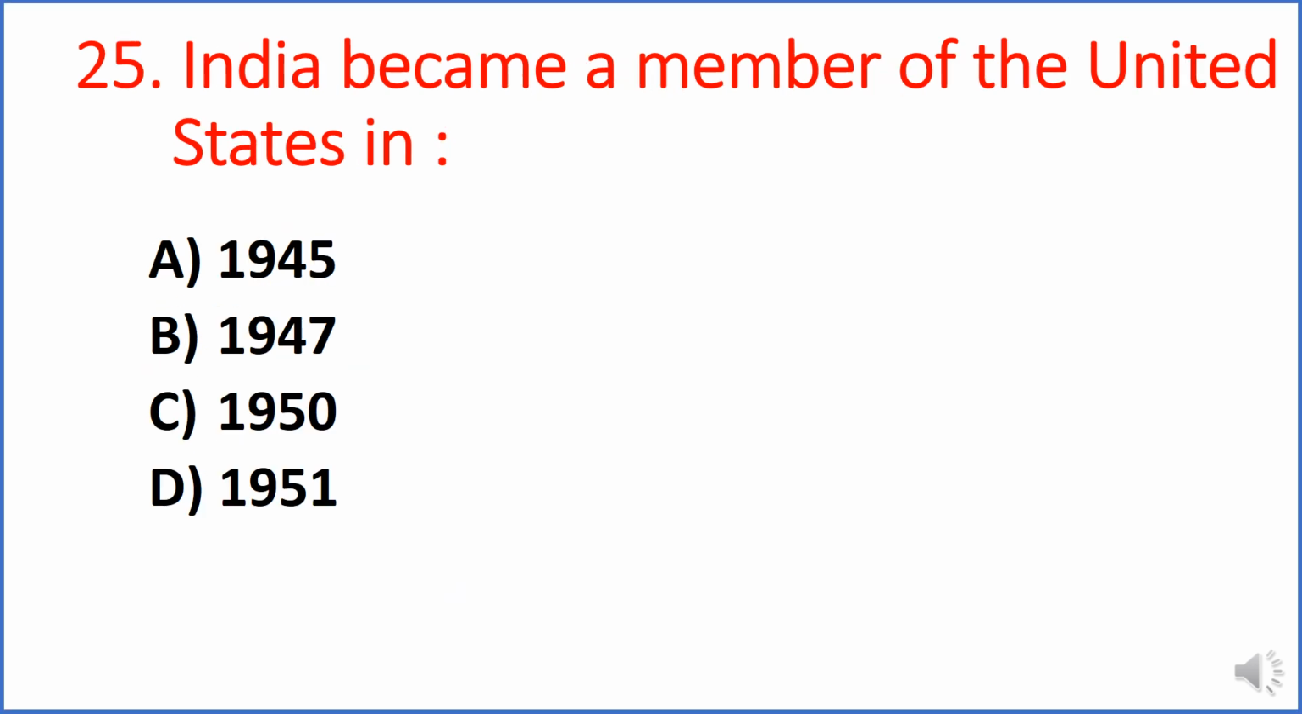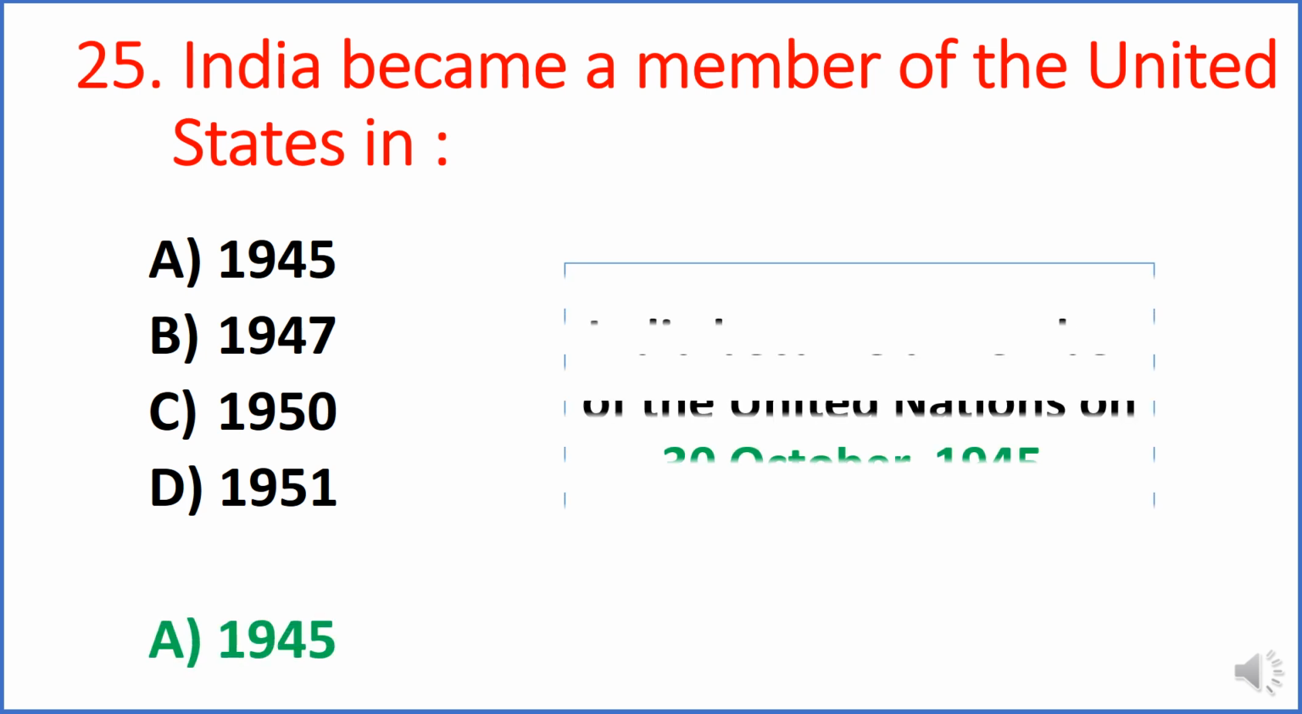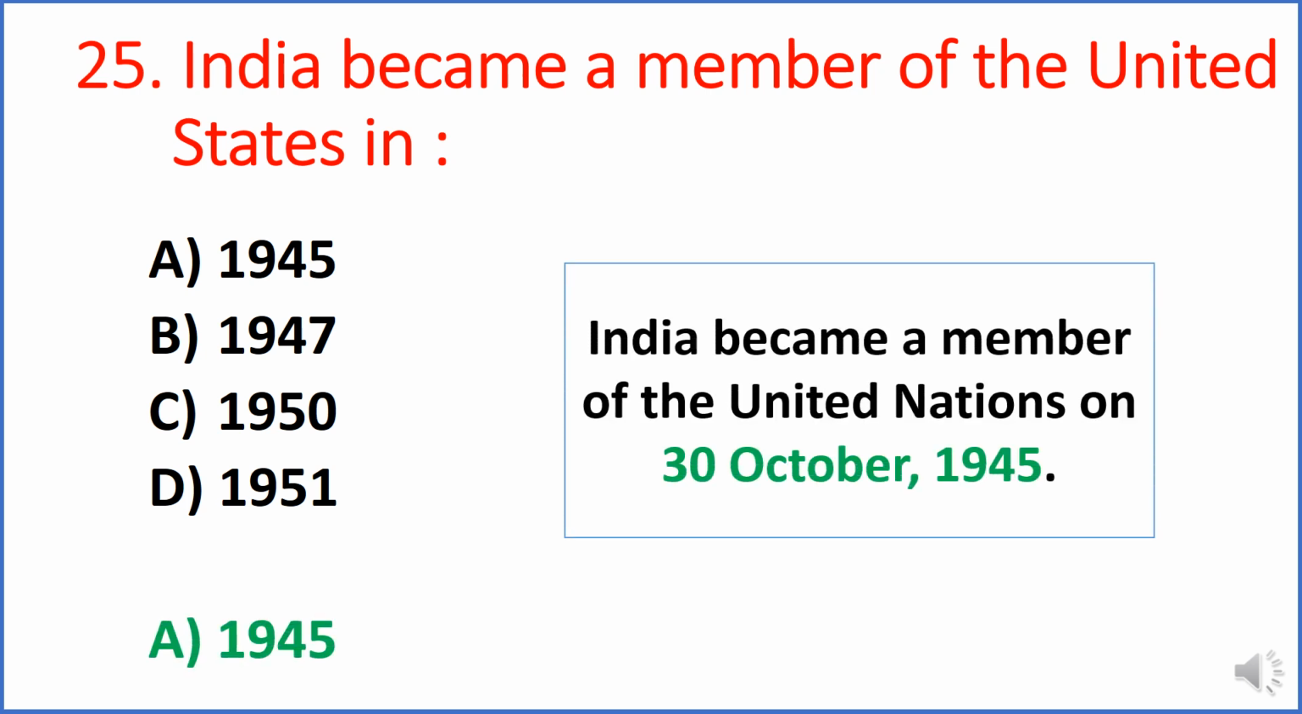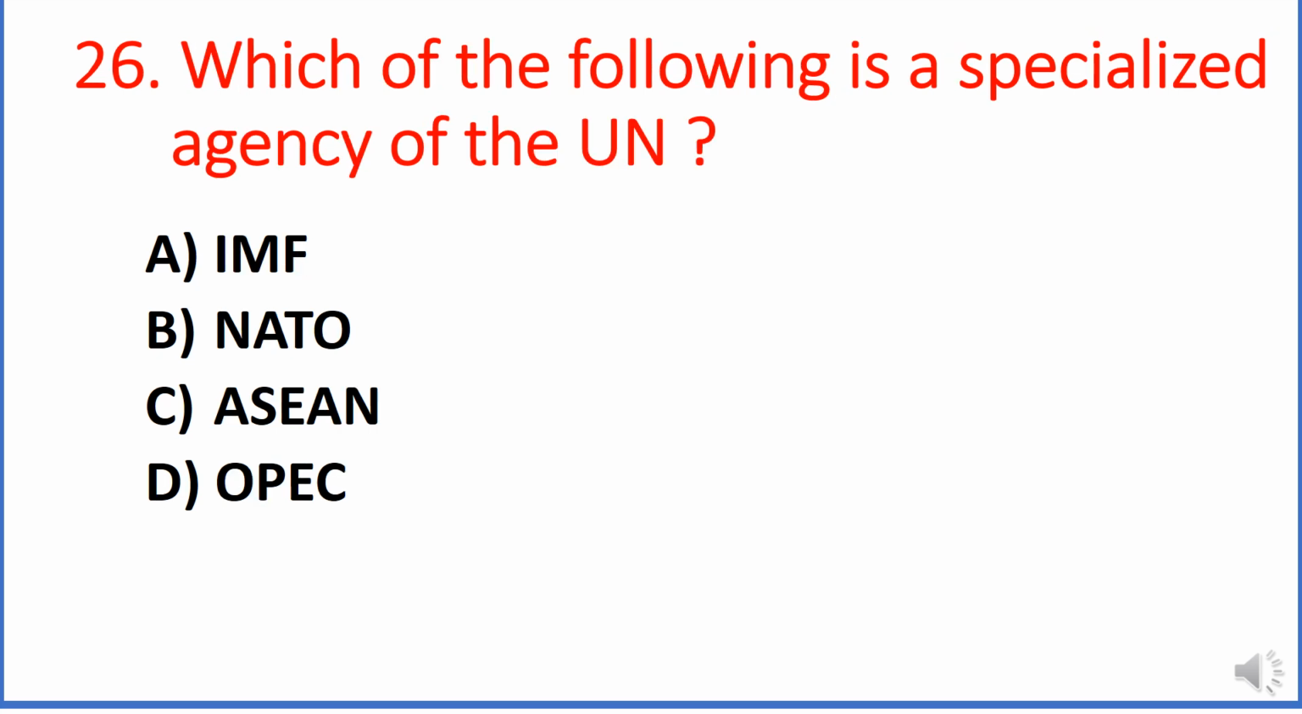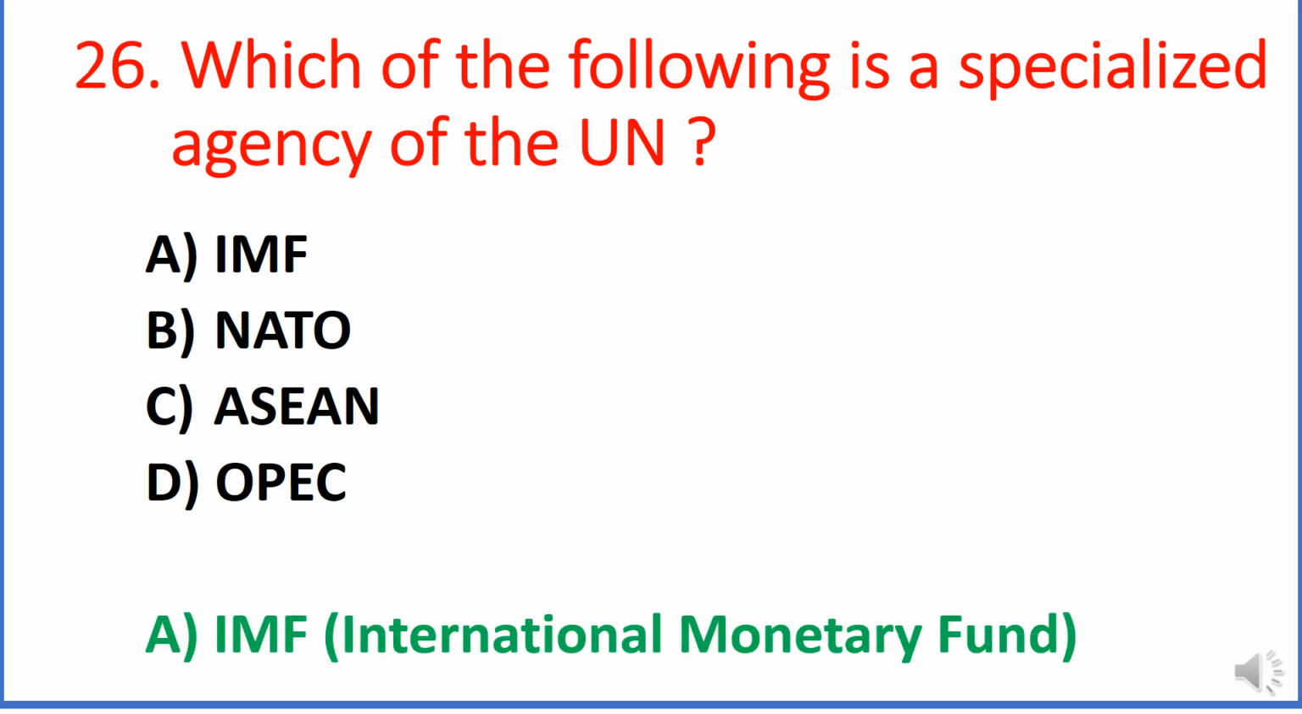India became a member of the United Nations in. The correct answer is 1945. India became a member of the United Nations on 30th October 1945. Which of the following is a specialized agency of the UN? Correct answer is IMF, International Monetary Fund.